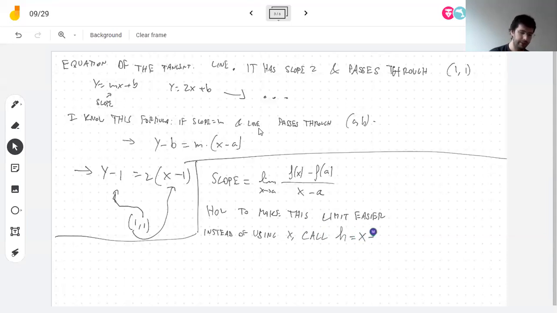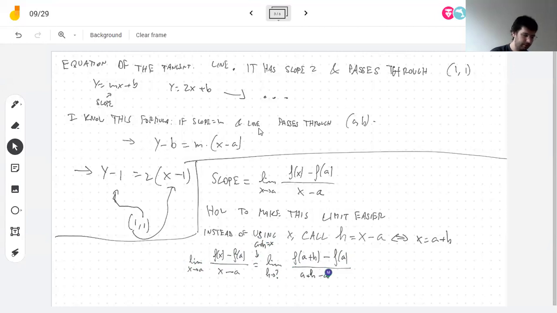And we say that H is going to be the denominator. So of course, if H is X minus A, this means that X is A plus H. So then what happens to the limit? The limit as X approaches A. I don't know what to put in the limit yet, but I just said X is A plus H, so wherever I see an X, I'm just going to write A plus H. And the denominator I'm going to have A plus H minus A. I already said that the denominator was going to be H. So this is the limit.